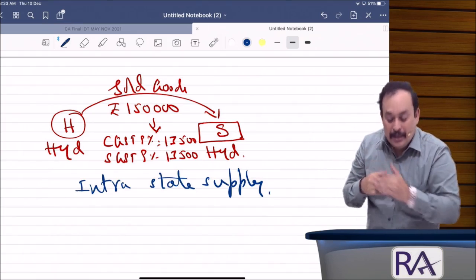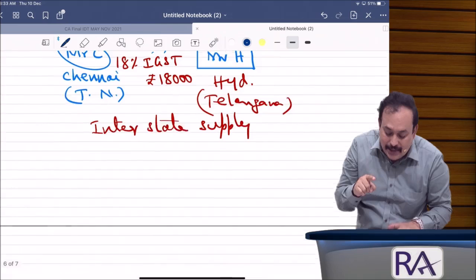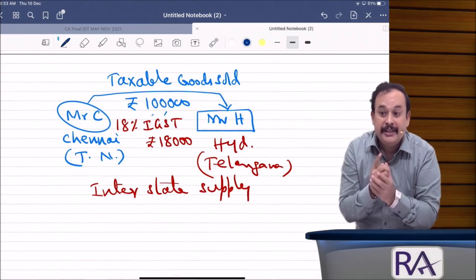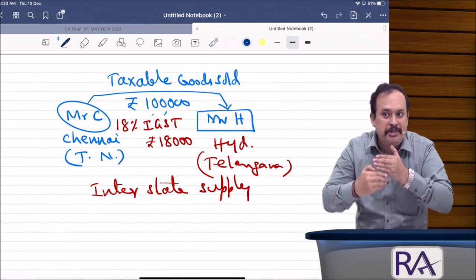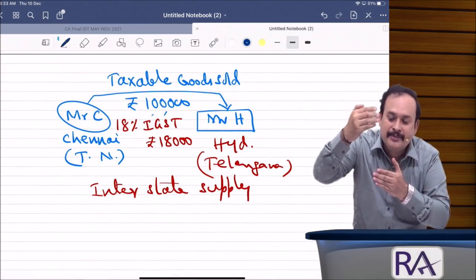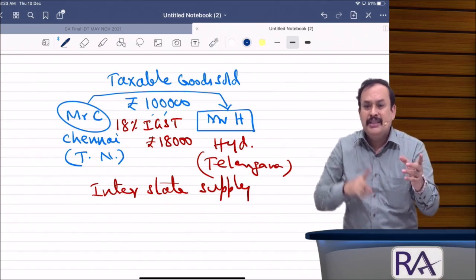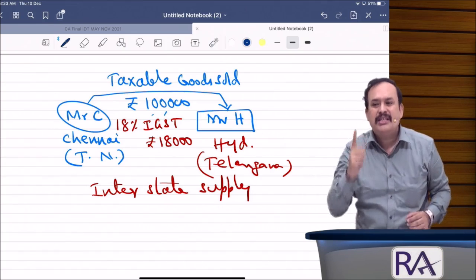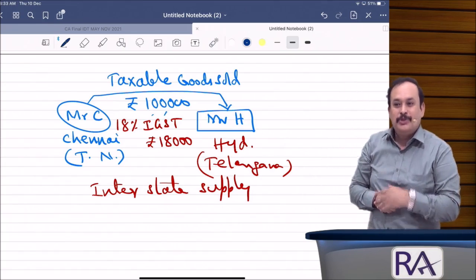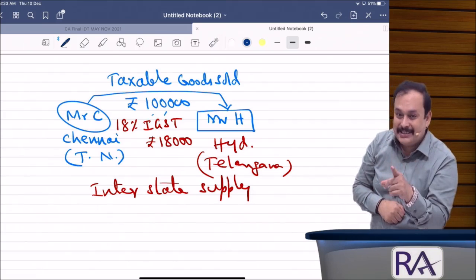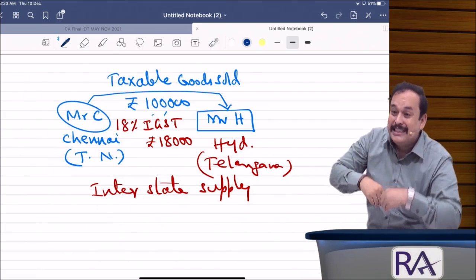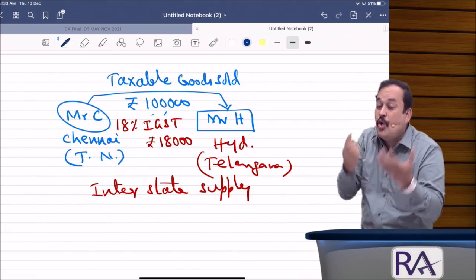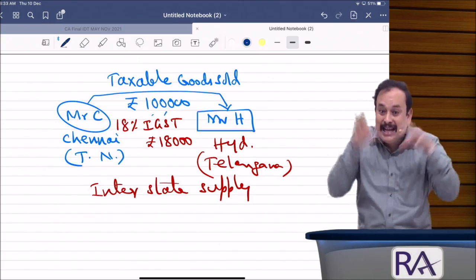Is it clear? Whereas in this case, what happened? The transaction is not within the territory of a state. It is a transaction beyond the territory of a state. That means the seller is in Tamil Nadu and the buyer in Telangana. So in a transaction between two states, one state cannot enact an act to levy the tax. A transaction took place in two different states, and one state has no power to levy tax in another state.